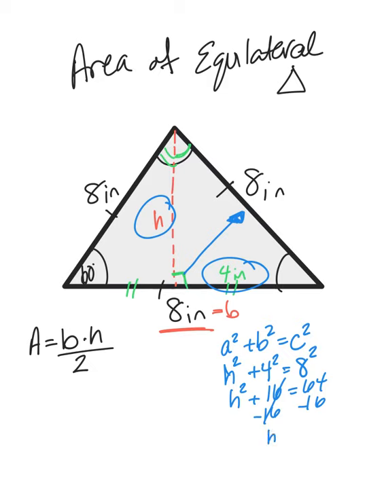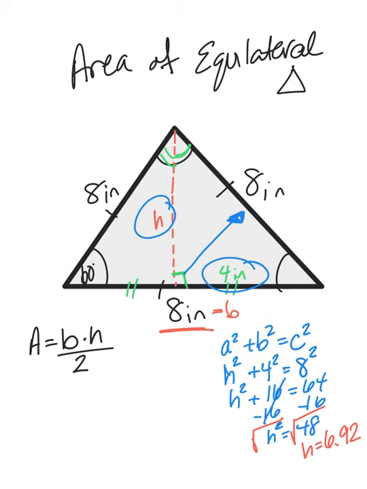So that means h squared equals 48. But I don't want to know h squared. I want to know h. So I've got to take the square root. Do that on my calculator, and that is 6.92. So h is 6.92. I'm not done.